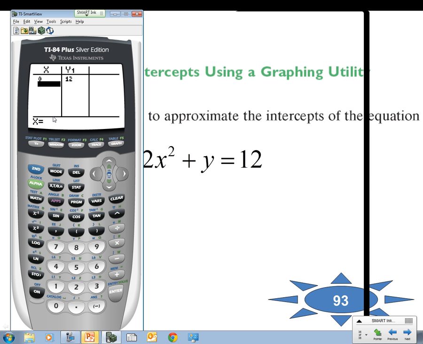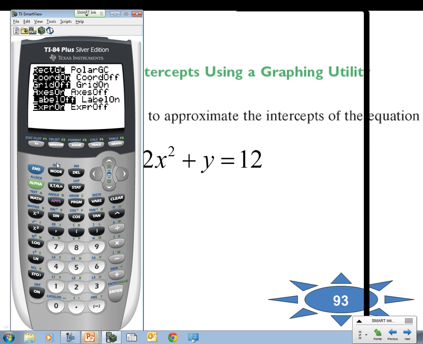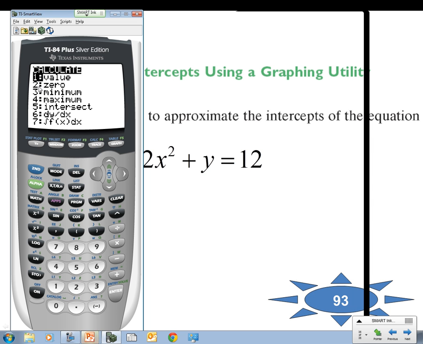Now what about the x-intercepts? When is y going to be 0? Let's go ahead and use, where is it? Hold on one second. I believe it's in format. Nope. Calc. There it is. We're going to calculate. That makes sense. We want the zeros. The x-intercepts are going to be the zeros.